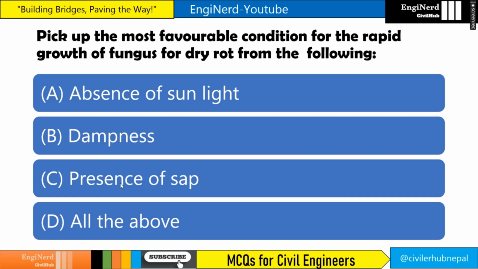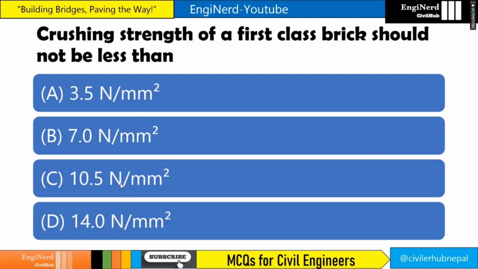Pick up the most favorable condition for the rapid growth of fungus for dry rot from the following: absence of sunlight, dampness, presence of sap. All of these are favorable conditions, right? So our answer will be all of the above.